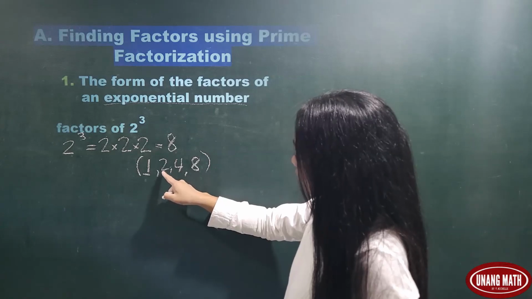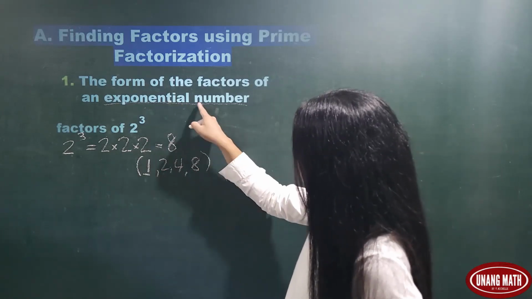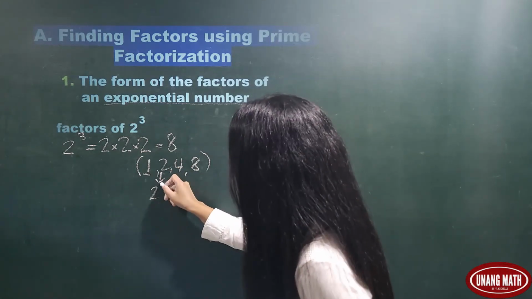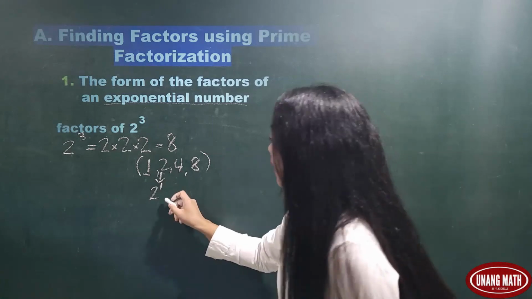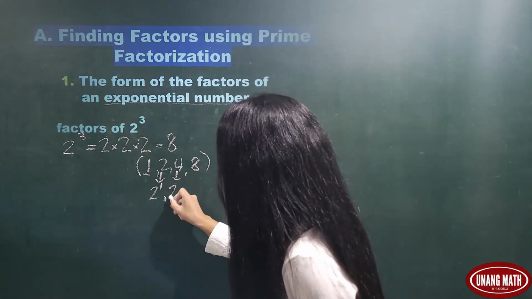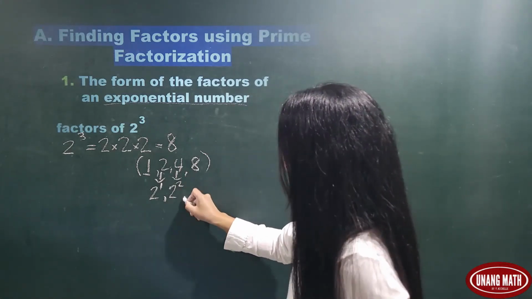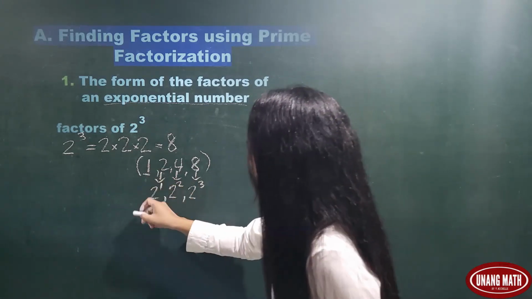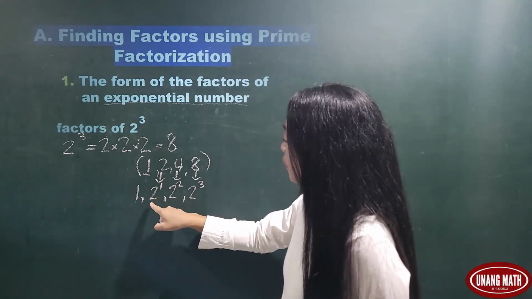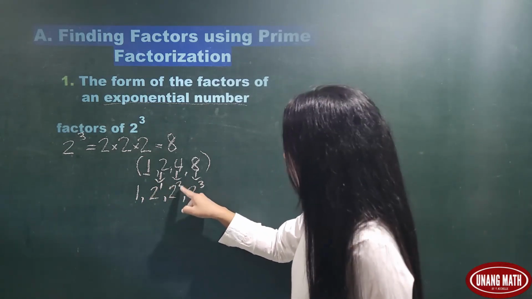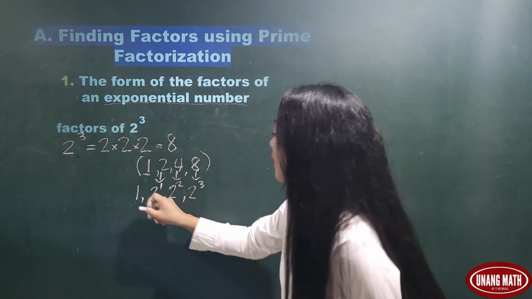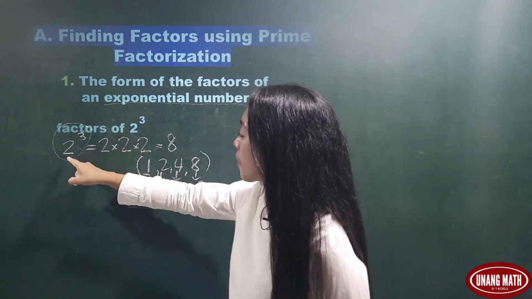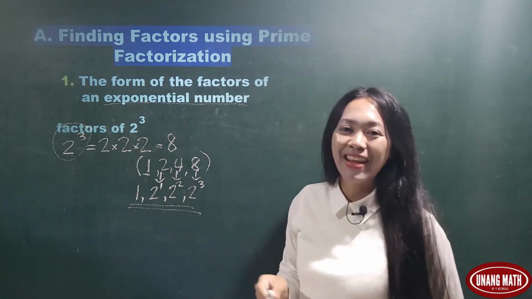Now let's convert 2, 4, and 8 to exponential numbers. 2 is 2 raised to the power of 1, or 2. How about 4? 2 raised to the power of 2, or 2 squared. 8 is 2 raised to the power of 3. So we have 1, 2 raised to the power of 1 or 2, 2 squared, and 2 raised to the power of 3. These 4 are all factors of this exponential number, 2 raised to the power of 3.